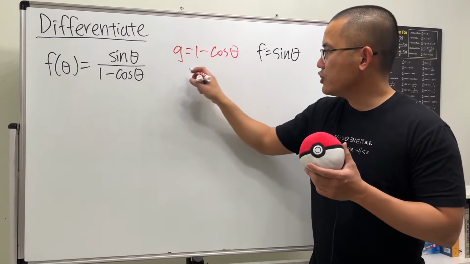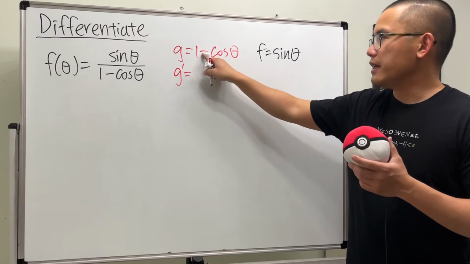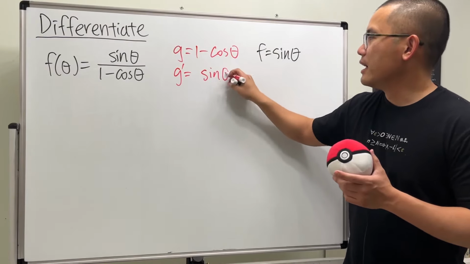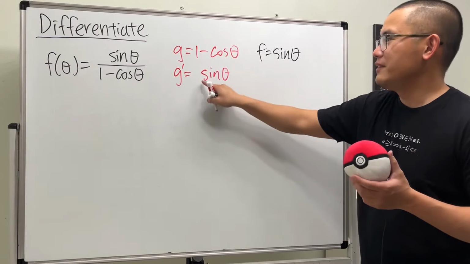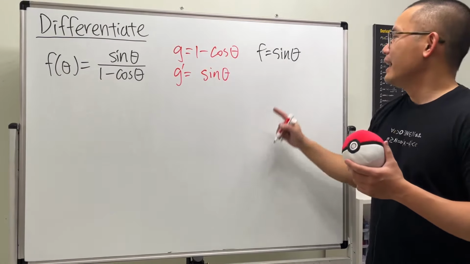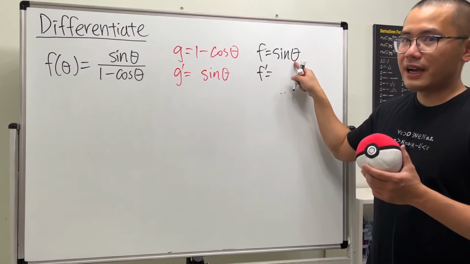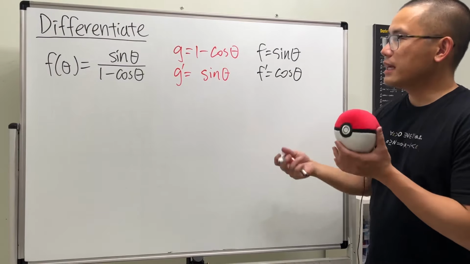Alright, differentiate this. The derivative of 1 is 0. The derivative of negative cosine is positive sine theta, because the derivative of cosine is negative sine, and negative times this negative gives us this positive. And then f prime, the derivative of sine theta, is positive cosine theta. Alright, so these are the ingredients that we have.